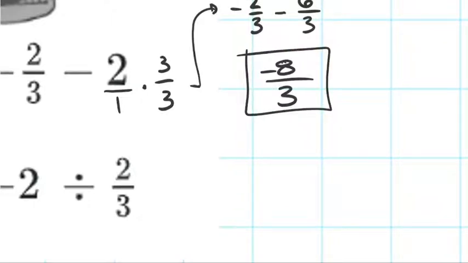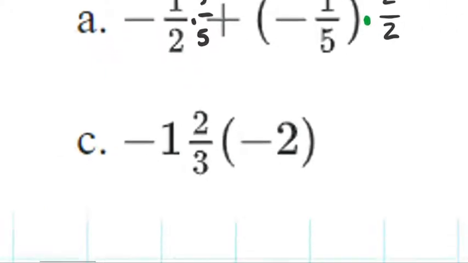If you have to, you can write it. What is it? That's negative 2 and 6, so negative 2 and 2/3. But I'm really happy to see an answer that looks like that. All right, let's go over to C.